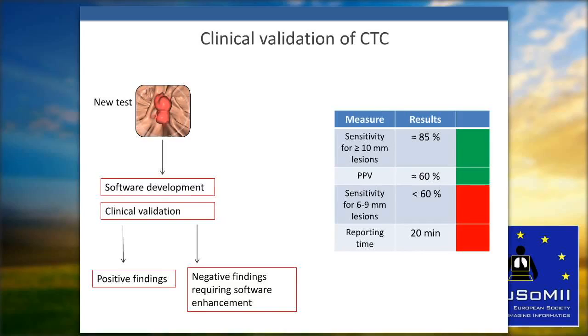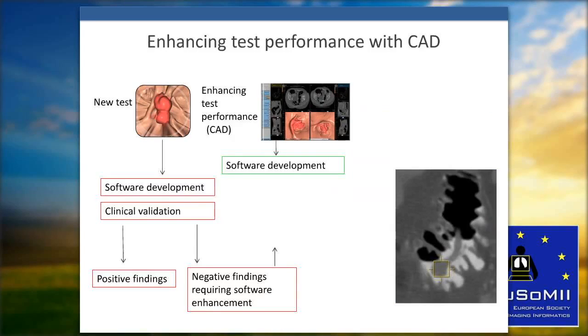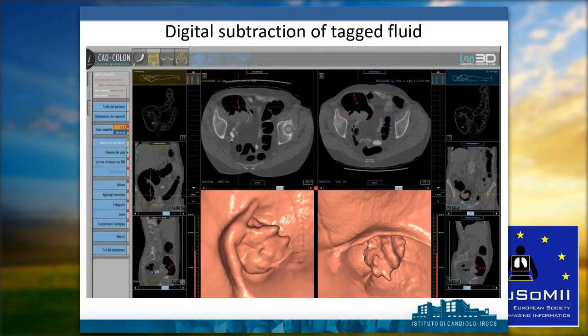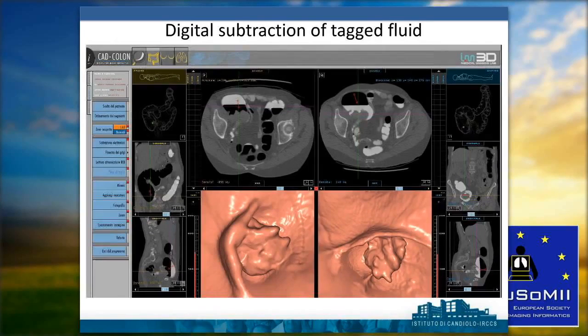So we had to enhance our software, and what we did is we developed this CAD system. And we had developed a CAD system also that could detect polyps below the fluid level. So there were different ways of processes. One was that we had to develop a software for digital subtraction, and you can see here how it works. You just simply subtract the tagged fluid.